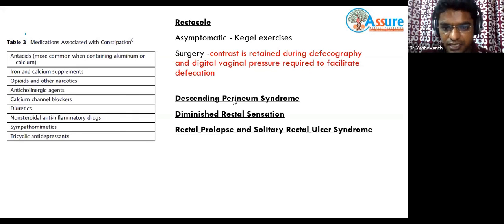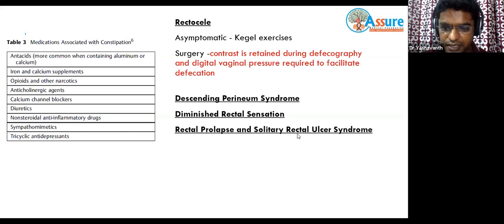Other thing is descending perineum syndrome. When there is an excessive descent of the pelvic floor, it will not help in movement or propulsion of the stool downwards. And whenever there is diminished rectal sensation, which we see in dyssynergia, there will be increased compliance, and again you will have the dyssynergia.